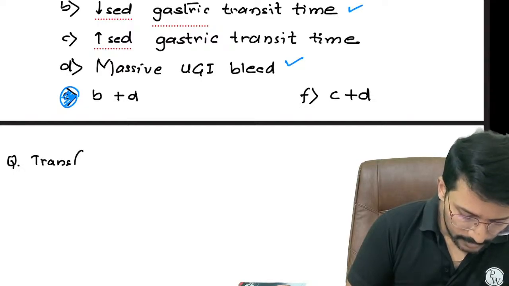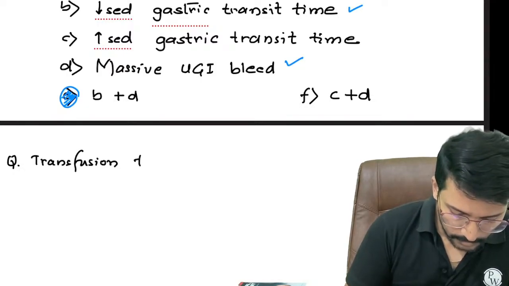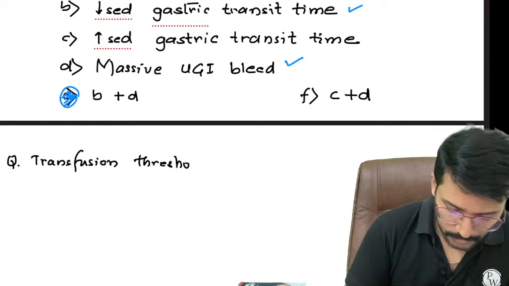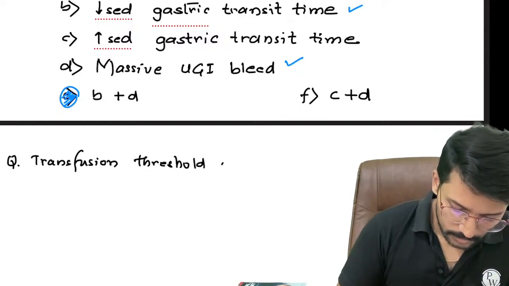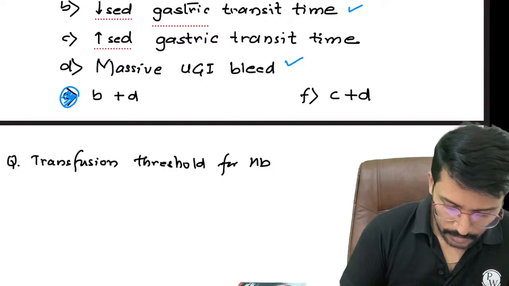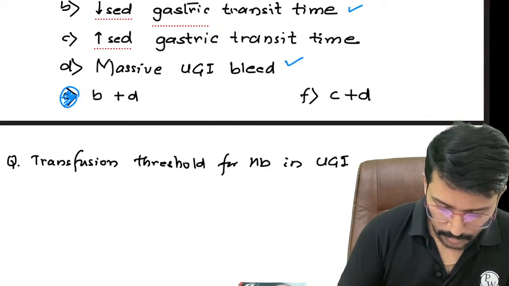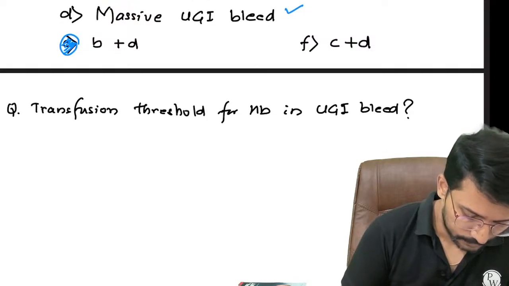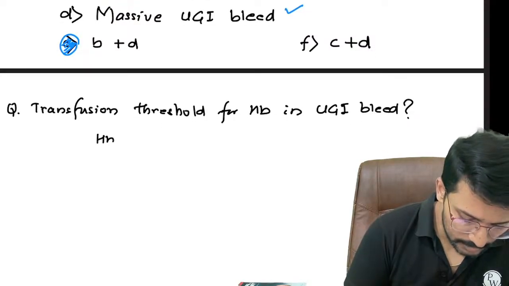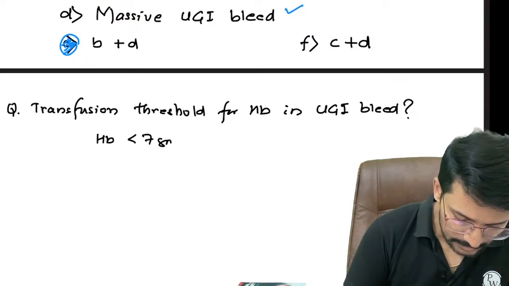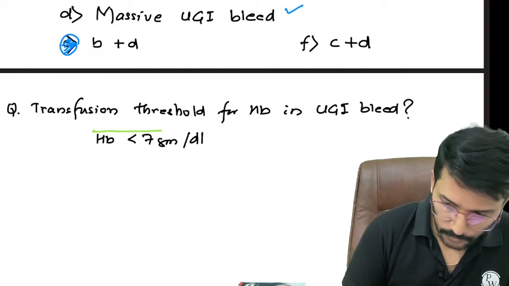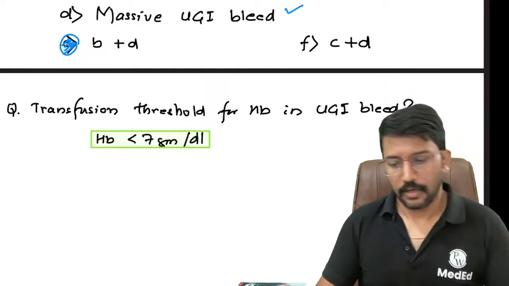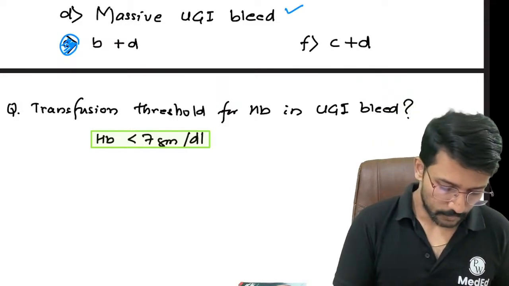Transfusion threshold. Threshold means what level we think of blood transfusion, right? Transfusion threshold for hemoglobin in upper GI bleed. So please remember that is 7 grams. So when hemoglobin is less than 7 grams per deciliter, we have to consider the transfusion. Less than or equal to 7 grams.